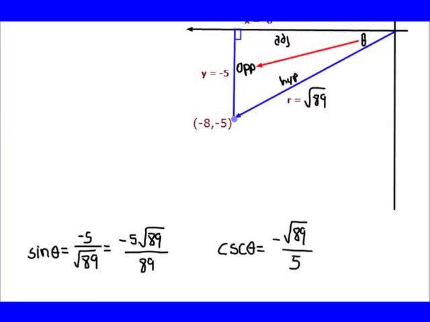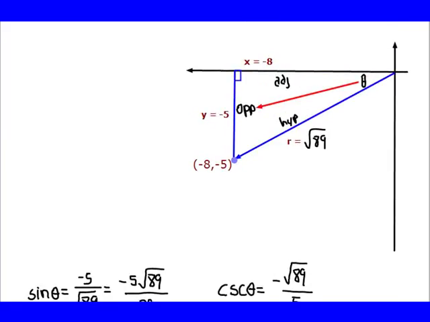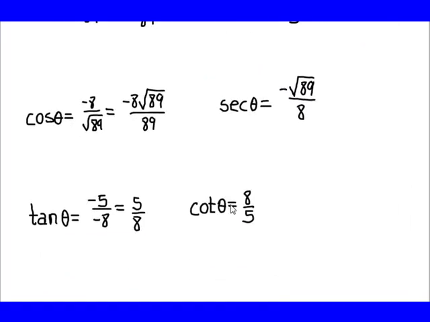Now let's come back and look at this again. Now we're looking at the tangent. The tangent is the opposite side over the adjacent. So the tangent for angle theta is equal to negative 5 over negative 8, but that's 5/8 because negative divided by negative is positive. And here we know that the cotangent is the reciprocal of the tangent, so the cotangent of angle theta is 8/5.